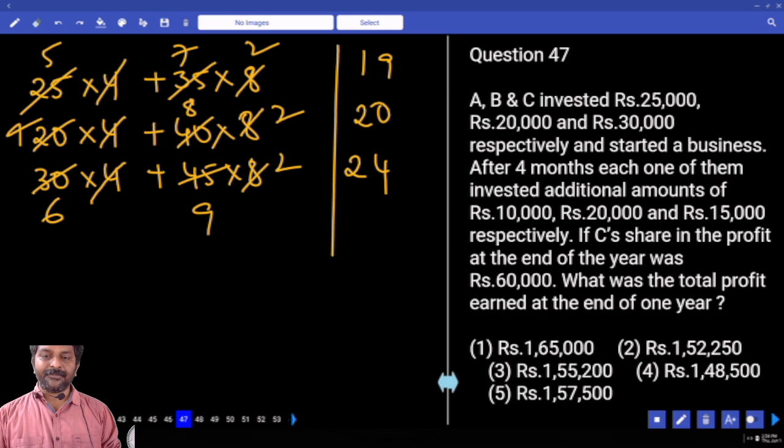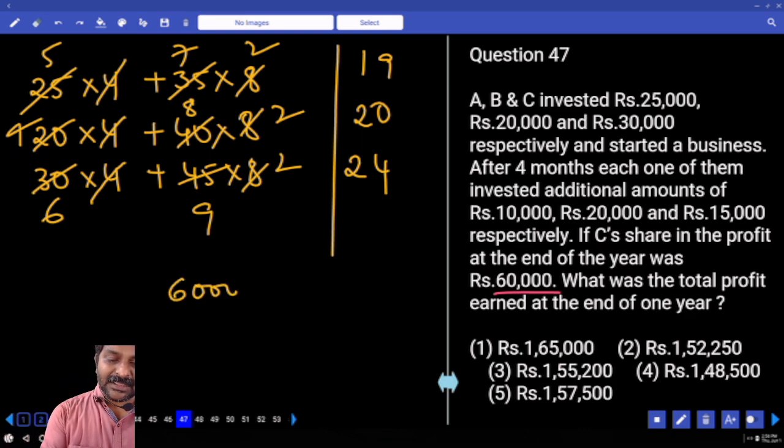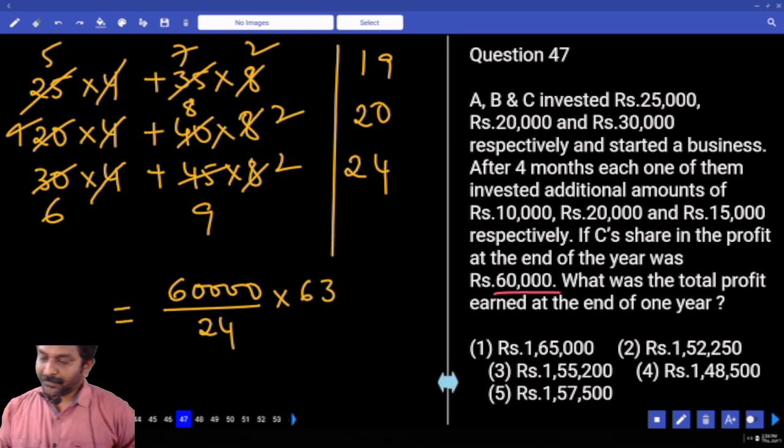How much is total profit mentioned? 60,000. And the question is, 60,000 is profit share of C. That means 60,000 is equal to 24 parts. And we were asked to calculate total profit, which is equal to 63 parts, correct?